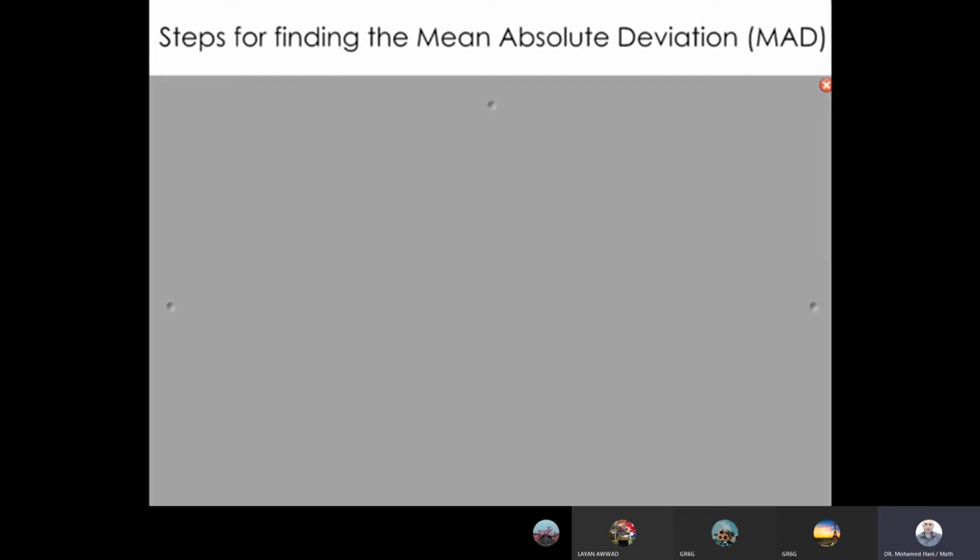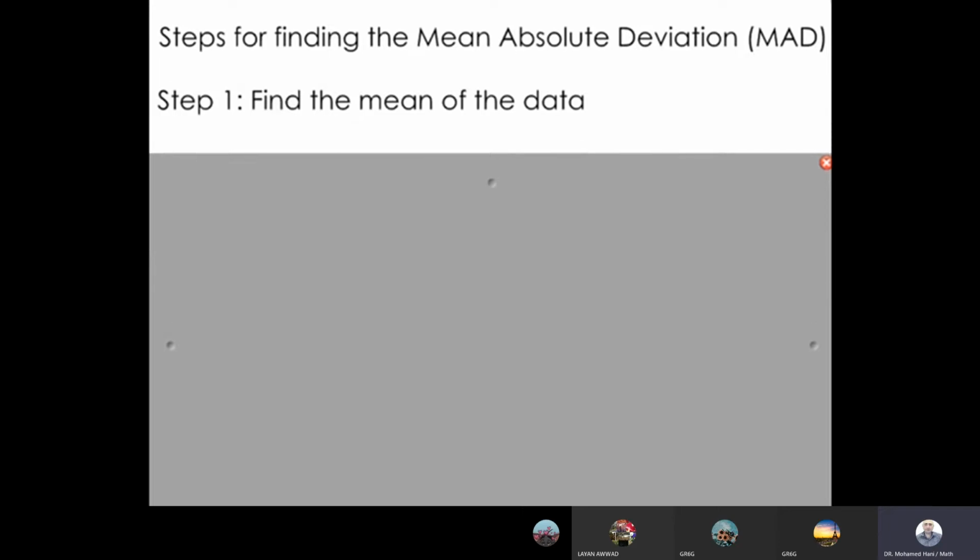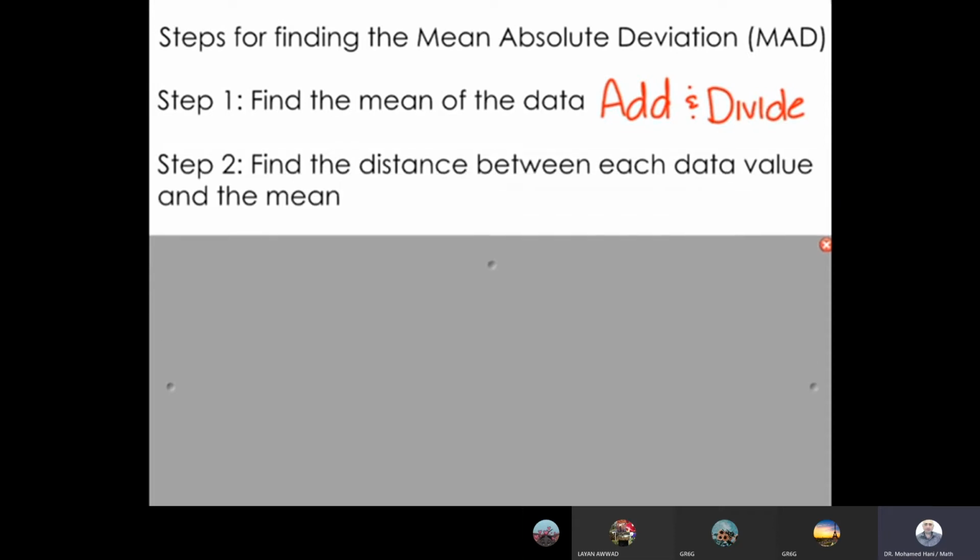We can abbreviate it MAD. The first thing that you're going to do is just find the mean. So we know from before that if you're going to find the mean, you're going to add up all of your data values, and then you're going to divide by the number of data values that you added up. So main operations, adding, and then division. The second step, once you have your mean, you're going to find the distance between each data value and your mean. The operation that you're going to be using for that is just subtraction.